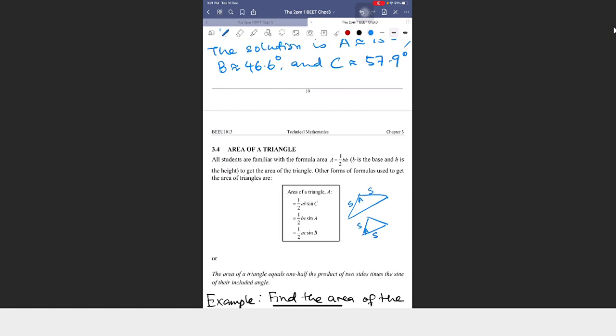When it comes to this type of triangle, to find the area, you have this formula: half AB sine C. That means when you are given 2 sides and one included angle, two sides and one included angle. Here you have two sides, A and B, and then one angle C, and this angle is the included angle.